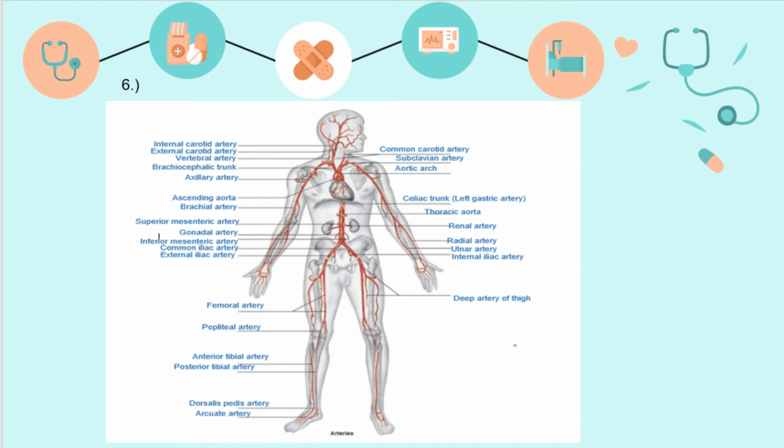ascending aorta, brachial artery, superior mesenteric artery, gonadal artery, inferior mesenteric artery, common iliac artery, external iliac artery, femoral artery, popliteal artery, anterior tibial artery, posterior tibial artery, dorsalis pedis artery, arcuate artery, common carotid artery, subclavian artery, aortic arch, celiac trunk, specifically left gastric artery, thoracic aorta, renal artery, radial artery, ulnar artery, internal iliac artery, and lastly, the deep artery of thigh.